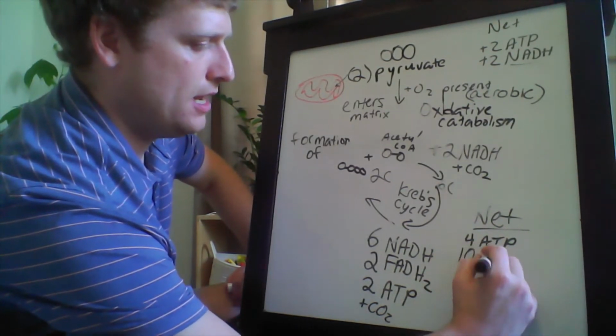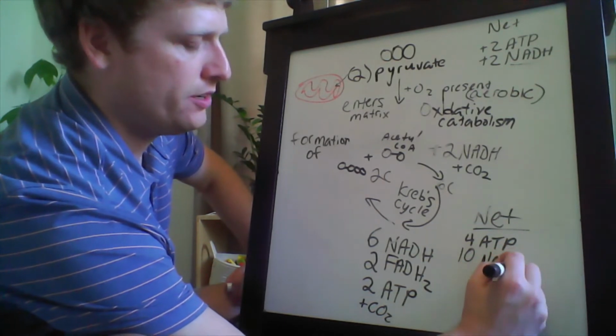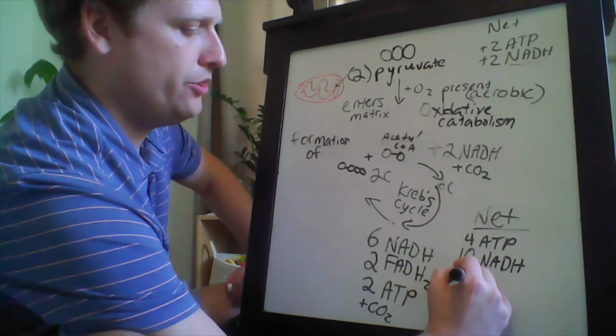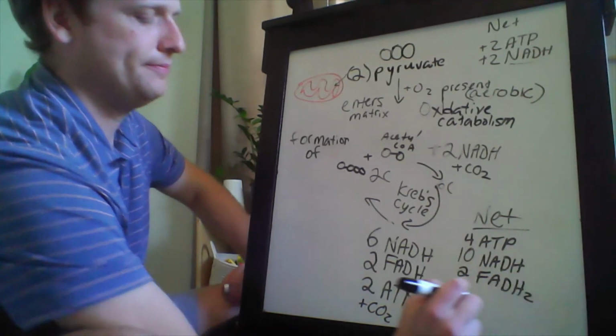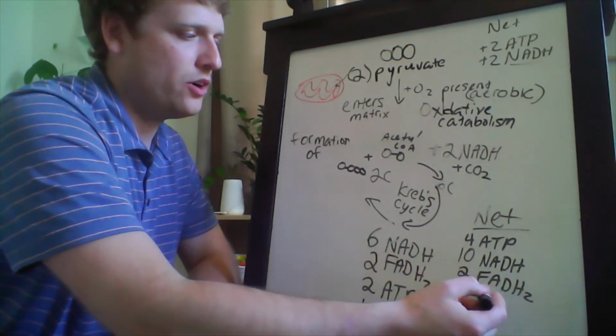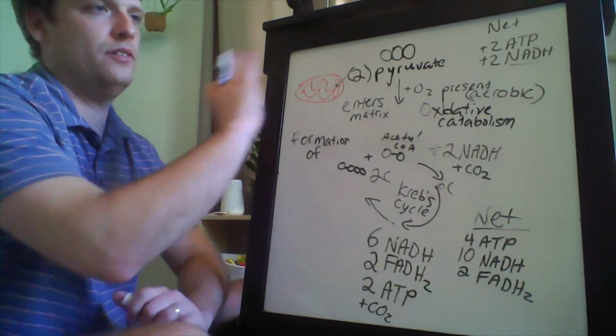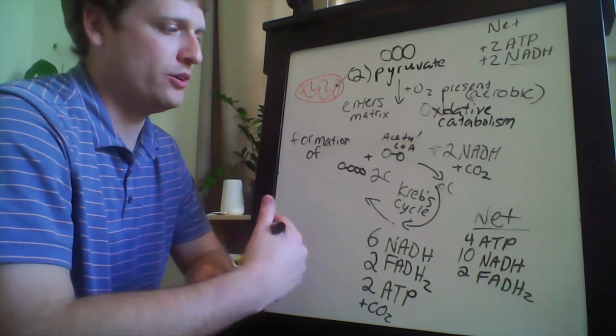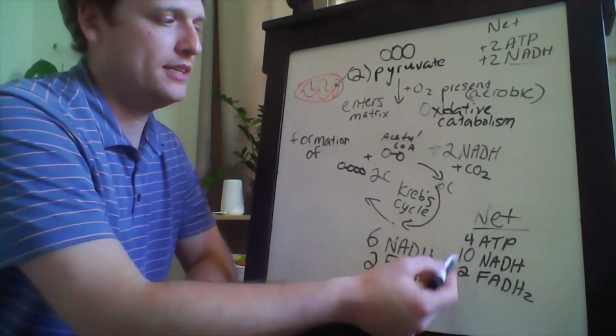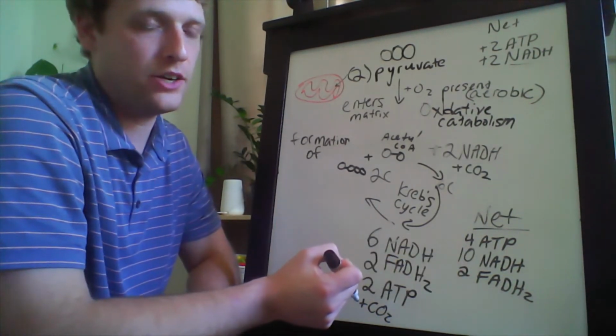10 NADH, 2 FADH2. So these are our important products of aerobic oxidative catabolism of glucose. For one molecule of glucose, this is what you get through these reactions.